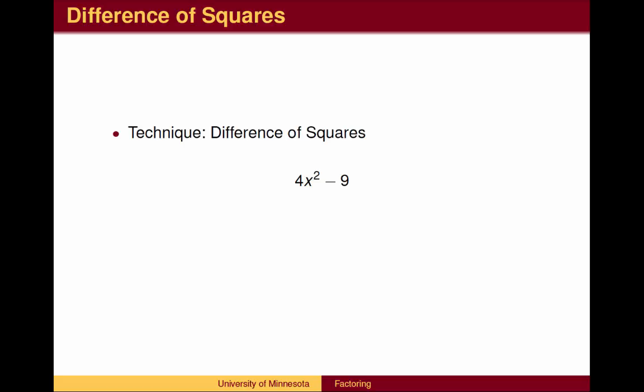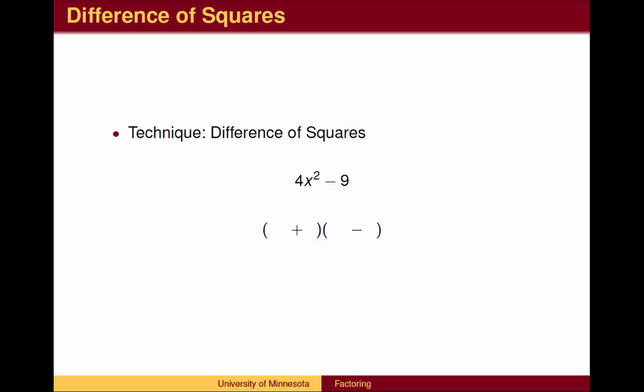We will now start to undo the multiplication performed by the FOIL method. The first technique is the difference of squares. Typically, the FOIL method will produce 4 terms. The difference of squares has just 2 terms. The reason is that the 2 middle terms canceled. This happens when the 2 factors are identical except for the plus or minus sign.